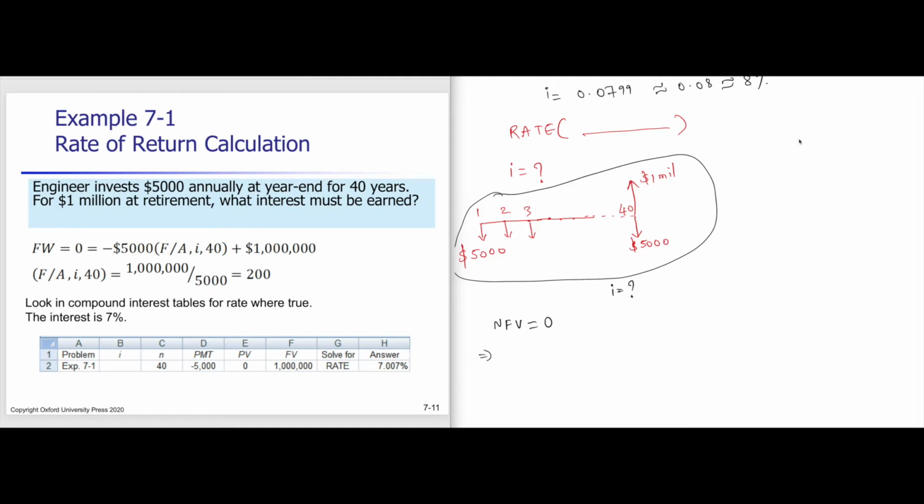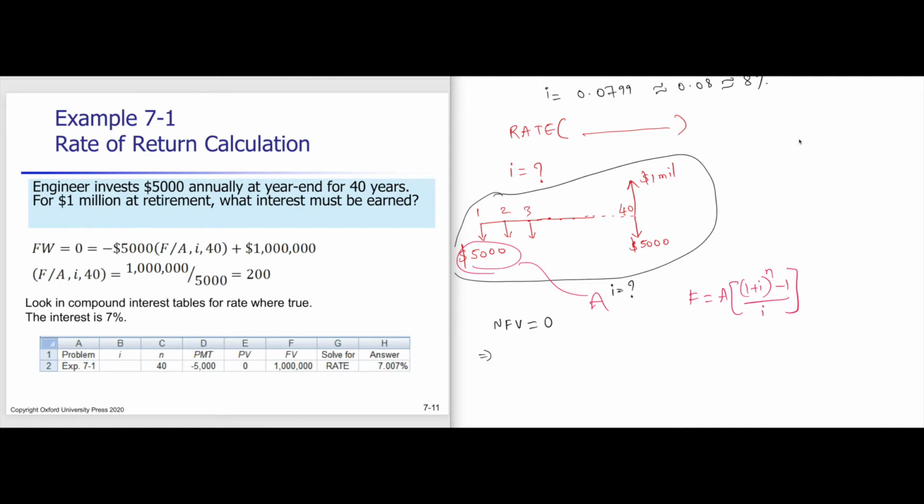So given A, how do we calculate F? There's a formula. Given A, we calculate F from the equation F is equal to A times 1 plus I to the power of n minus 1, over I. So how do we calculate F given A using that formula? 5000 is A in this case, and that's negative because it is going out of his pocket.